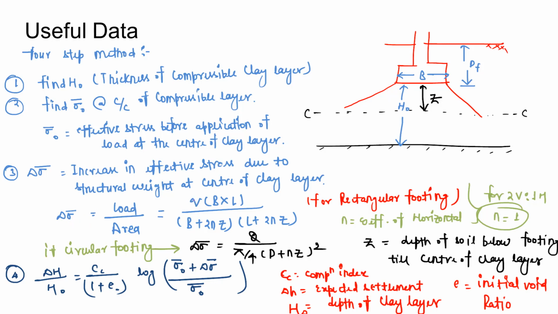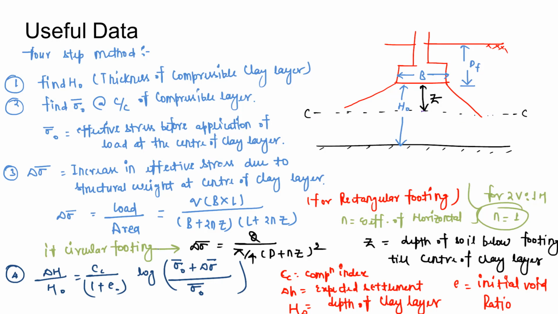Now if the load is given in kilonewton per meter square, we will simply multiply it with B into L if it is a rectangular footing, and the area will be calculated as B plus 2nz into L plus 2nz, where n is the coefficient of horizontal. If the slope is given as 2 vertical 1 horizontal, the value of n will be simply 1, and z is the depth of soil below footing till the center of the clay layer. As we have shown here, from CC, this is the center of the clay layer.